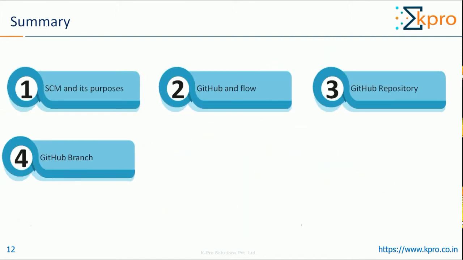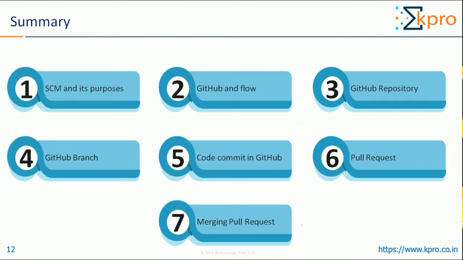Yeah, that's all for today. Let me quickly summarize the things we have seen today. We have seen SCM and its purpose and some tools available in the market. Then we have seen GitHub and its flow. We have seen how to create a repository, how to create a branch, how to commit code, pull request, and finally we merged the pull request to the main branch.